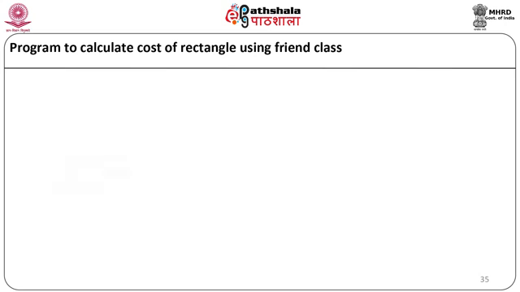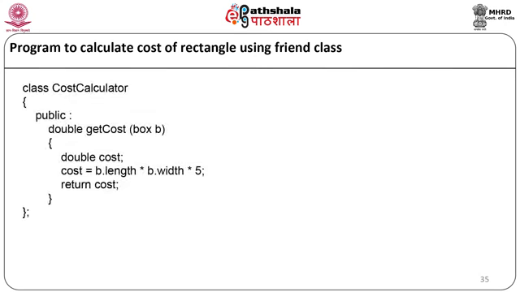Now we will start with our class CostCalculator. In a public section we are going to have a member function whose return type will be double, getCost, where Box b1 will be the object. We will start with this particular member function, double cost.